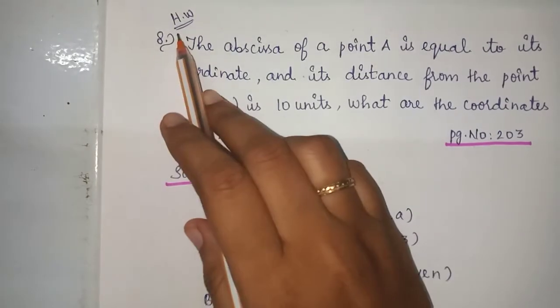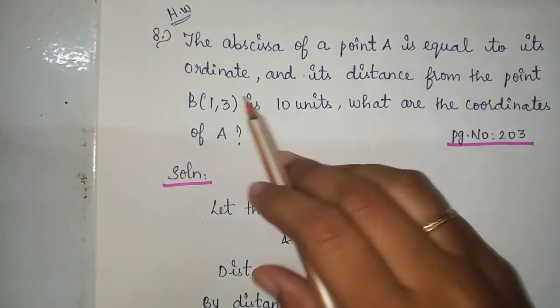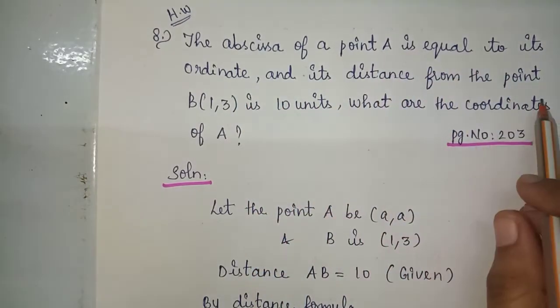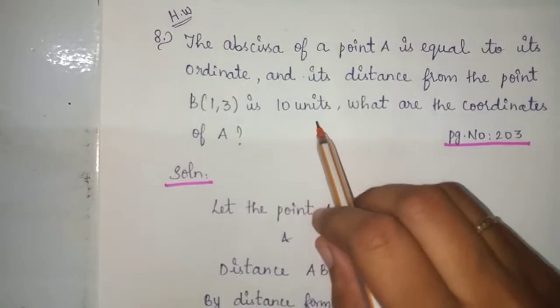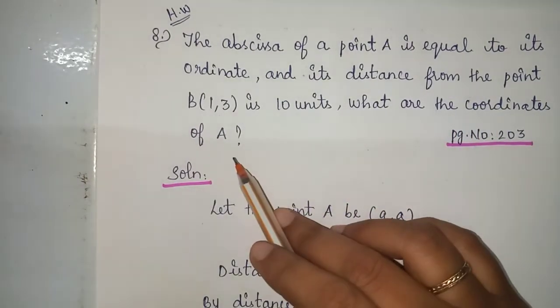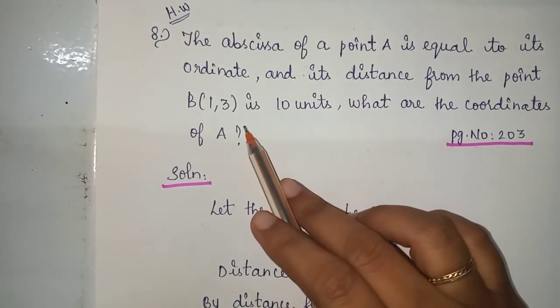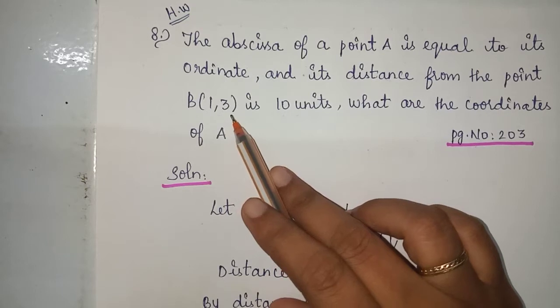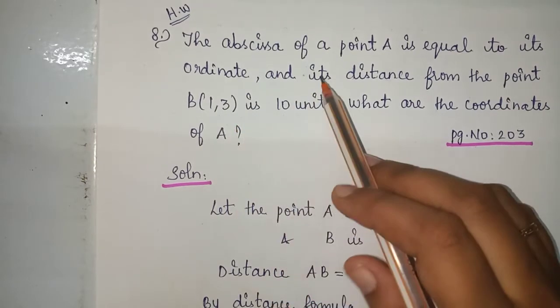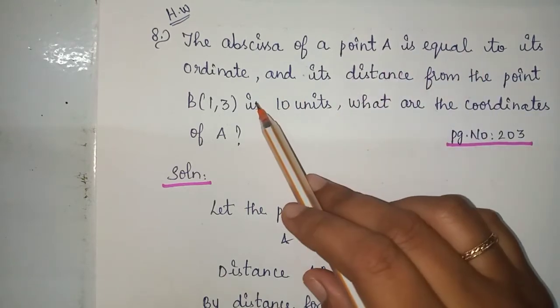Problem number 8. This is your homework problem. The abscissa of a point A is equal to its ordinate and its distance from the point B(1, 3) is 10 units. What are the coordinates of A? You have to find the coordinates of A. Distance is given as 10 units between the 2 points A and B. So B point is directly given (1, 3) and A point is given like that.